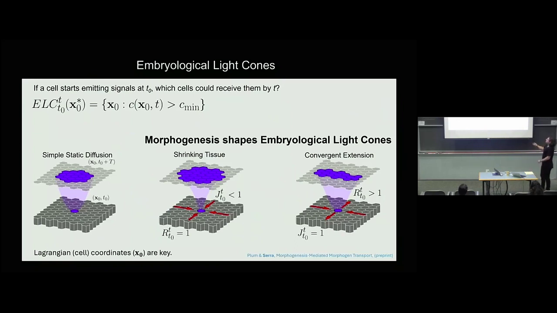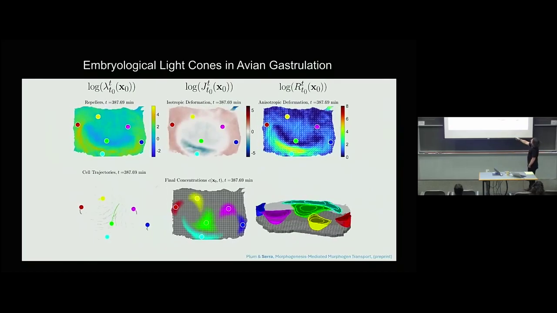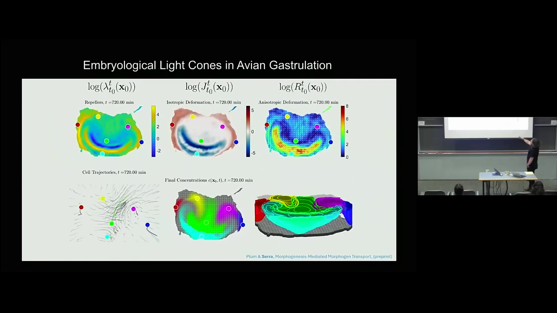What happens when you have the real data that we've seen before? What I'm going to do now, this is the video that I played before. And now I'm going to make this patch of tissue emit some signals, at some particular rate. And we are going to see how these embryological light cones will evolve over time. So this is the evolution of these three fields that I showed before. There is a lot of information here, so let's go step by step.